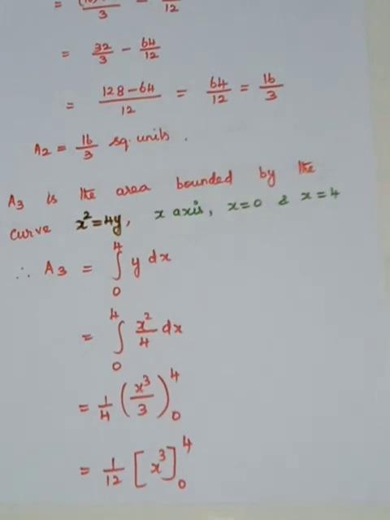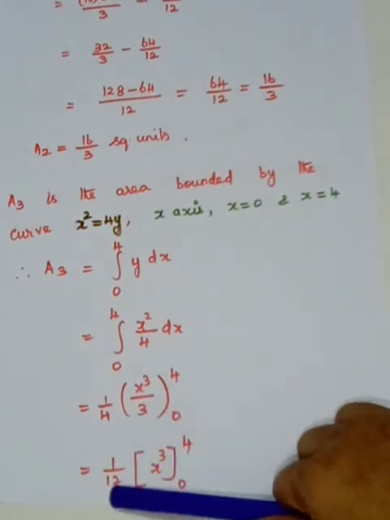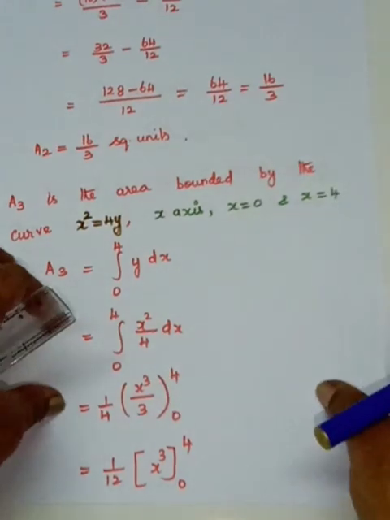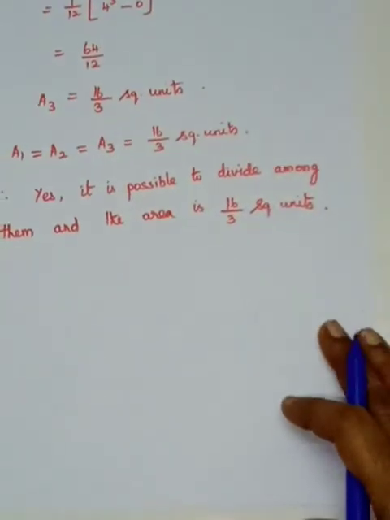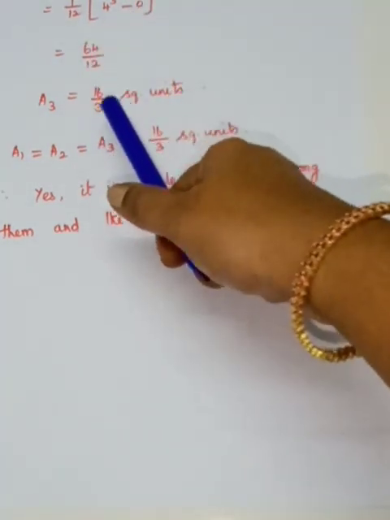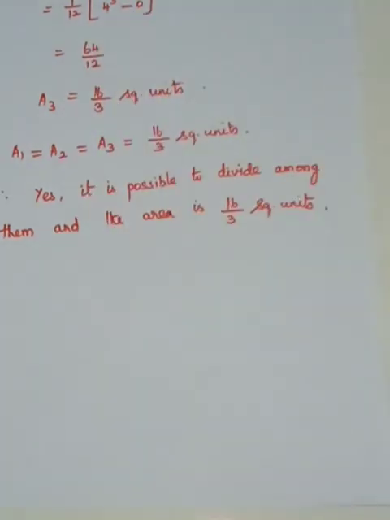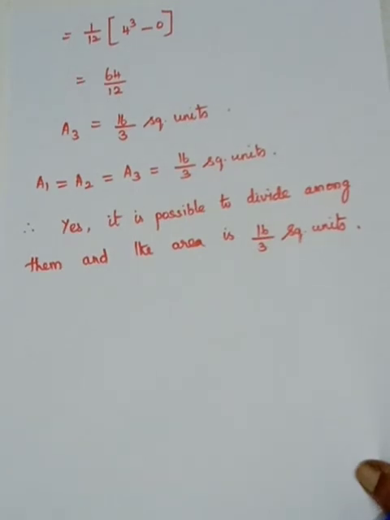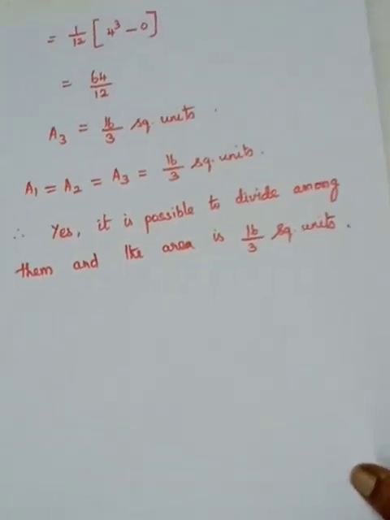So 1 by 4 is taken out. What is remaining? x squared. If you integrate, x cube by 3. So this 3 is taken out, it is 1 by 12. If you apply the upper limit, it is 4 cube. So 4 cube is 64 and the lower limit is 0. So the answer is 64 by 12, that is 16 by 3. So therefore A1, A2, A3, everything is equal. It is equal to 16 by 3 square units.